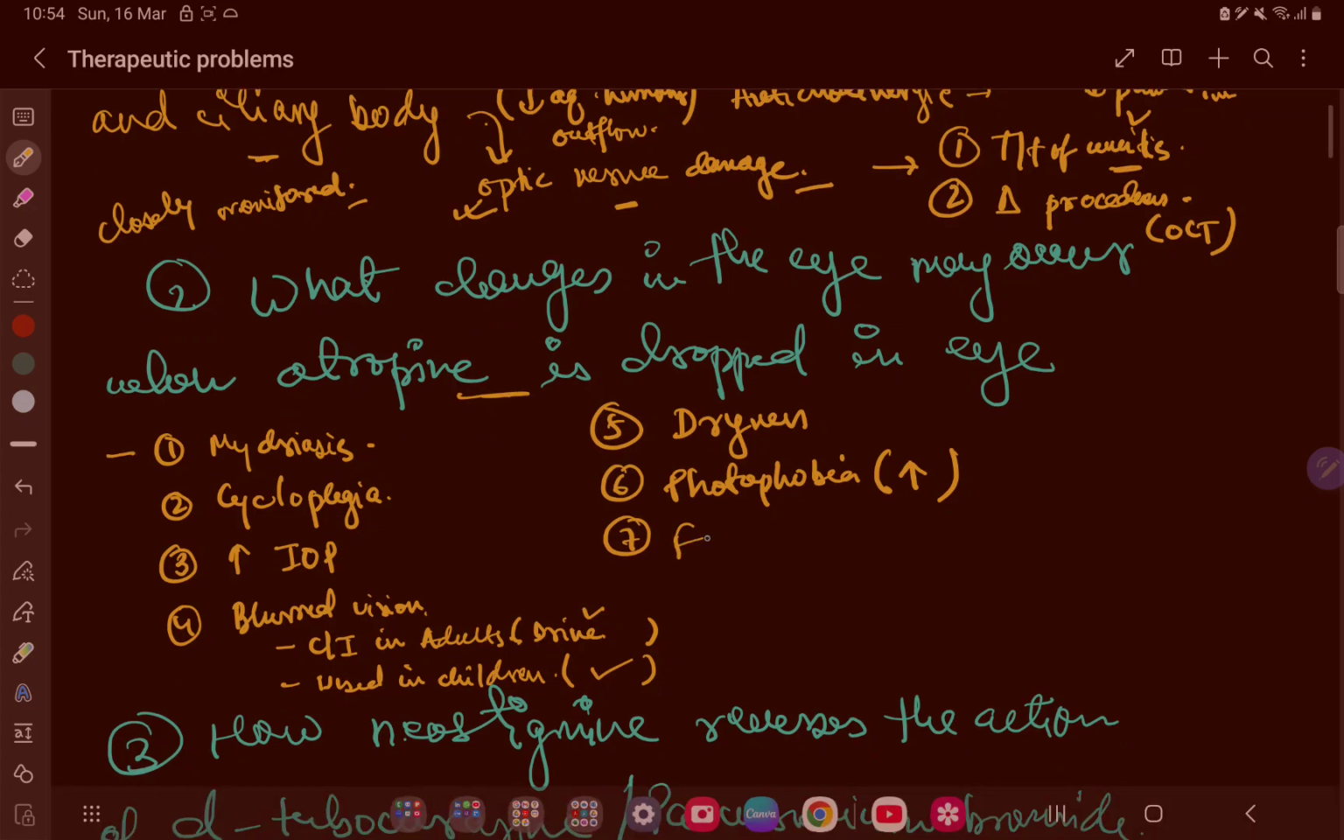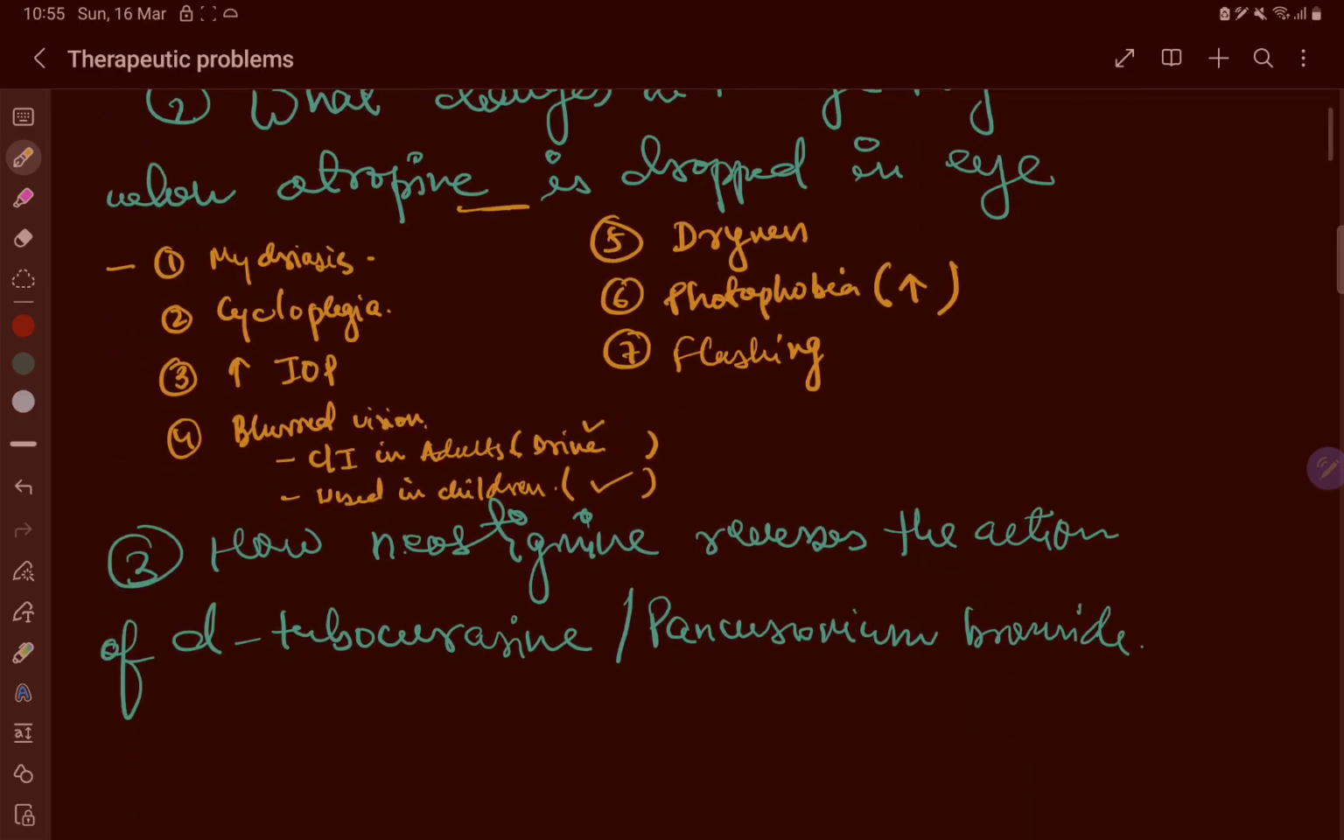Okay, then there is flushing. Okay, atropine can cause blood vessels in the conjunctiva to dilate, leading to redness and a reddened appearance. So it will be reddish. Okay, so I think these are the important changes which you see in the eye.